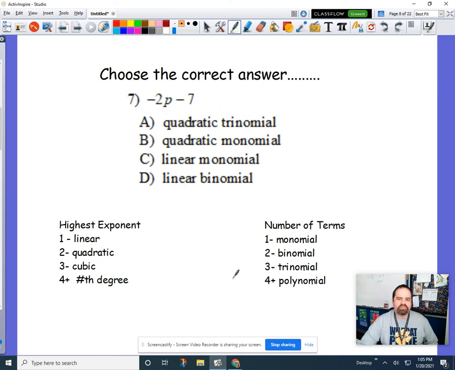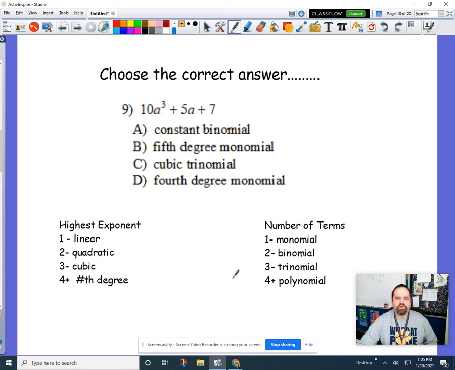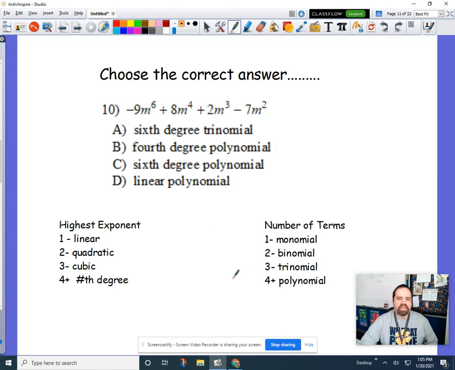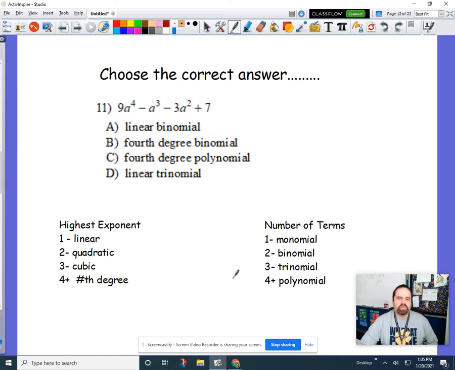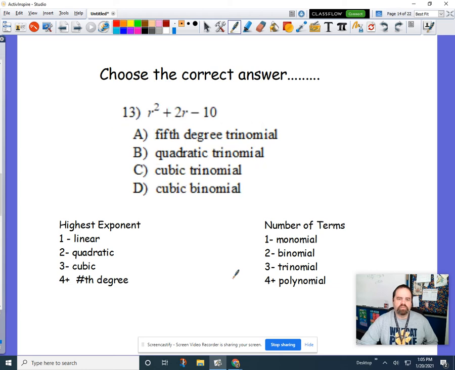Negative 2p minus 7. 4n to the 4th. 10a to the 3rd plus 5a plus 7. Negative 9m to the 6th plus 8m to the 4th plus 2m to the 3rd minus 7m squared. 9a to the 4th minus a to the 3rd minus 3a squared plus 7. 9v squared. r squared plus 2r minus 10.